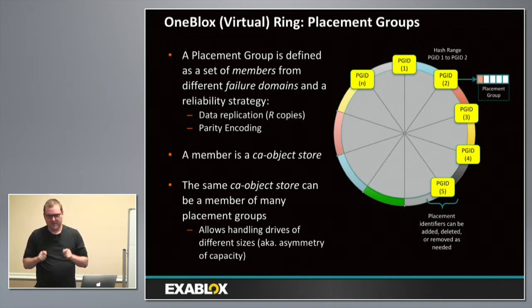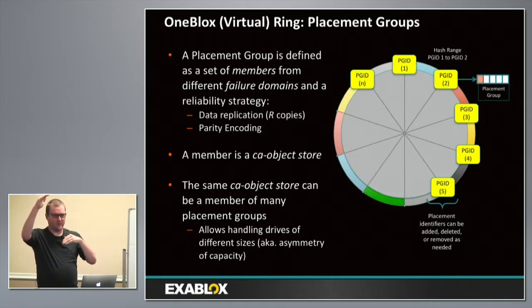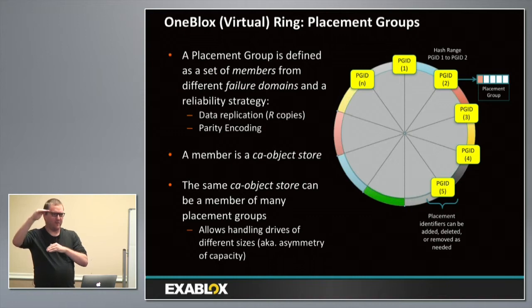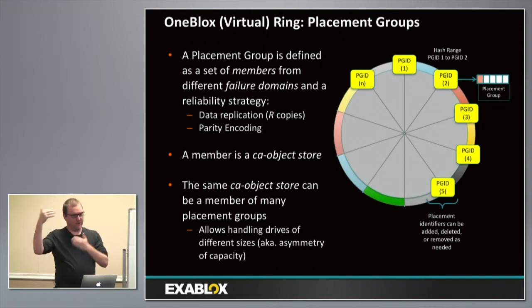The other part about it is a placement group is a subsection of the actual key space. What that means is if I have drives of different capacity sitting in the cluster, I can actually handle that asymmetry within the cluster because I can make some drives be members of multiple placement groups. So the larger drive would inherently be a member of more groups.